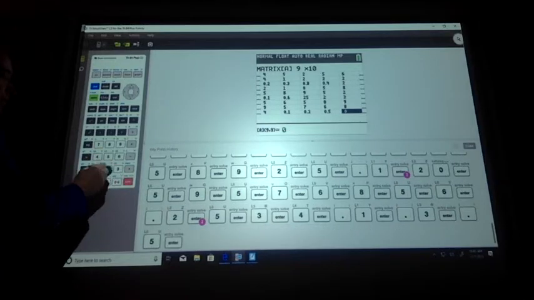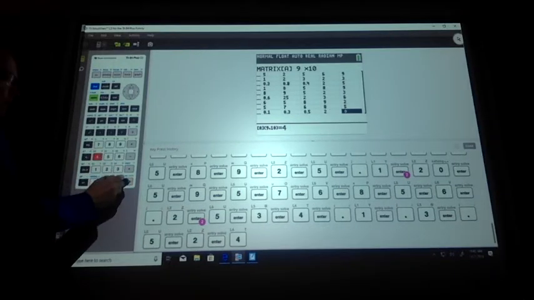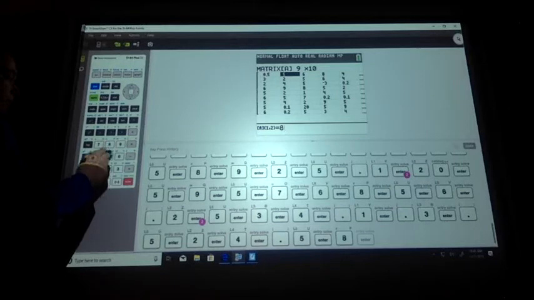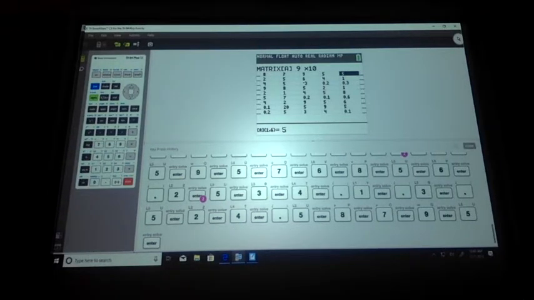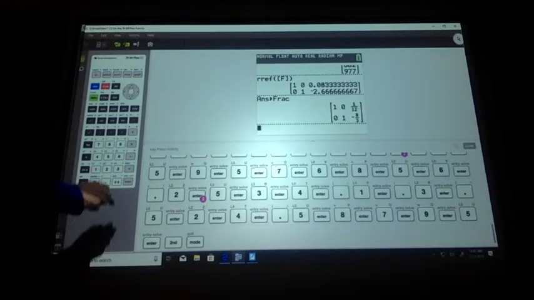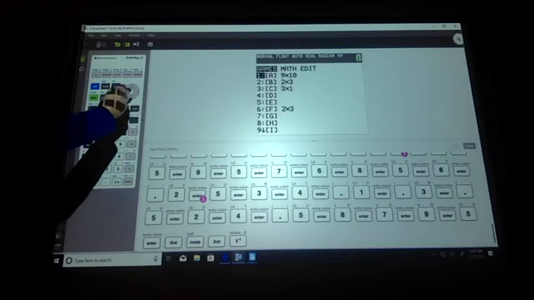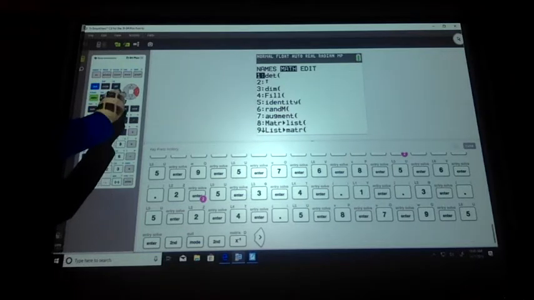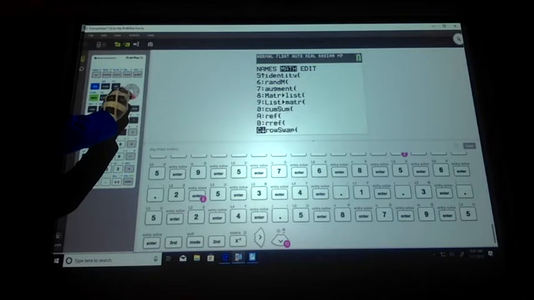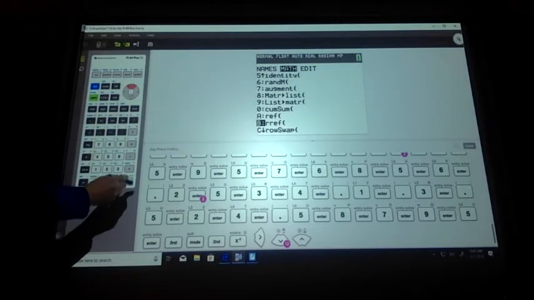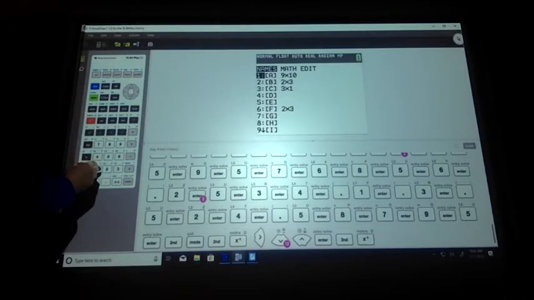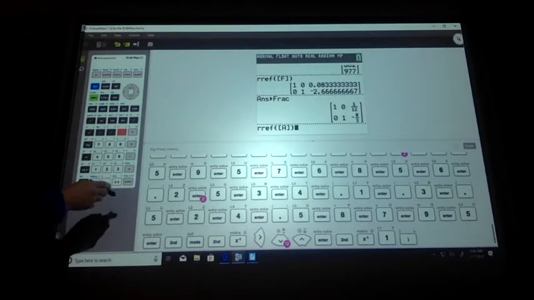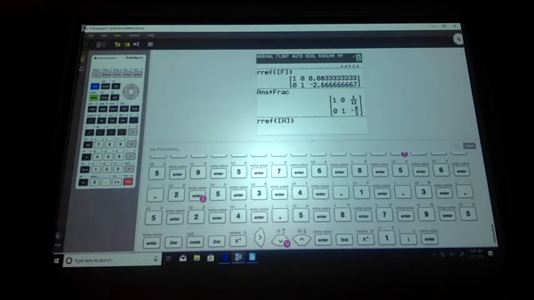But still more. I have no idea. Done. Okay. Yay. All right. So, second matrix. RREF of matrix 1. Let's see if it even exists. Hit enter. Boom.